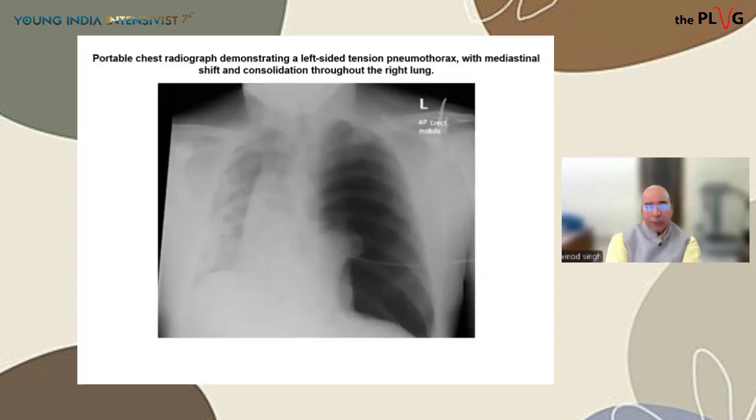Again, for unilateral hypertranslucency, the most dangerous cause is the pneumothorax. You can see that there is a pneumothorax on the left side, and this is a tension pneumothorax because the mediastinum is also shifted, and the diaphragm is getting flattened.